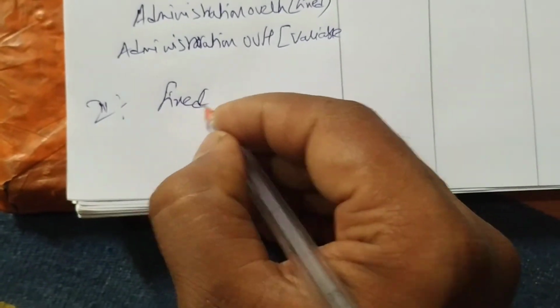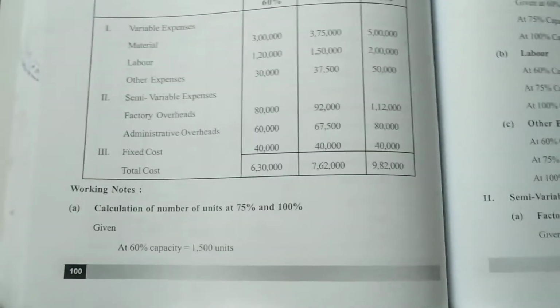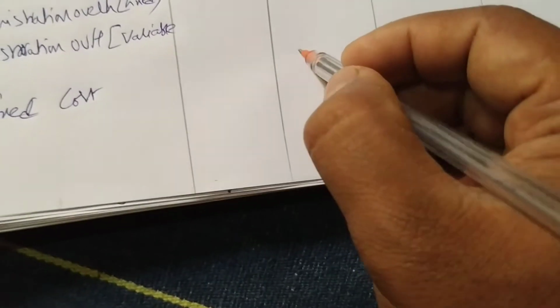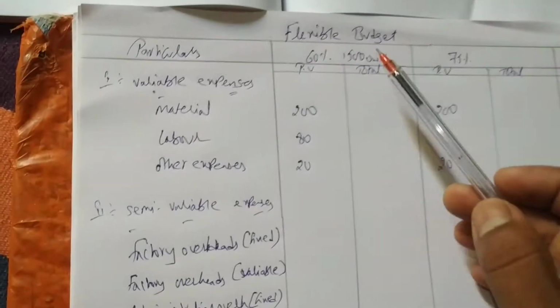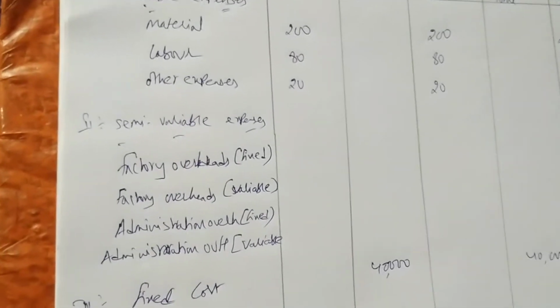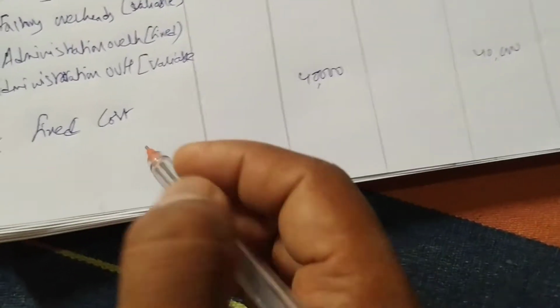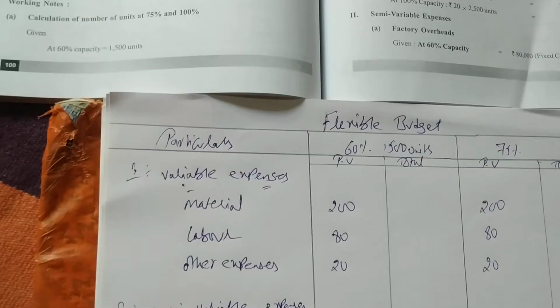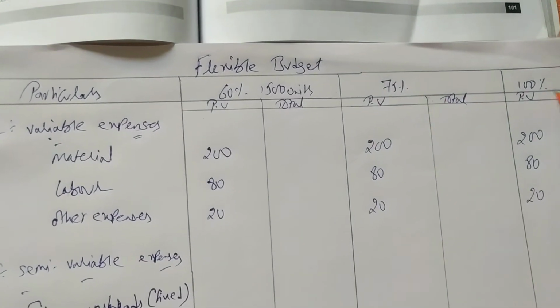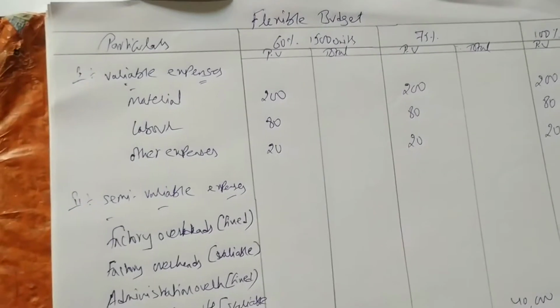Then last we have fixed cost. Fixed cost amount is 40,000, and we know total fixed cost will be the same: 40,000 here, also 40,000 here, and 40,000 here. We have seen in yesterday's video that total fixed cost will remain the same, and variable cost per unit will remain the same. Now we'll write total cost. Some workings we have to do. We don't know the number of units for 75% and 100%. It's very easy, so let us find out the number of units.